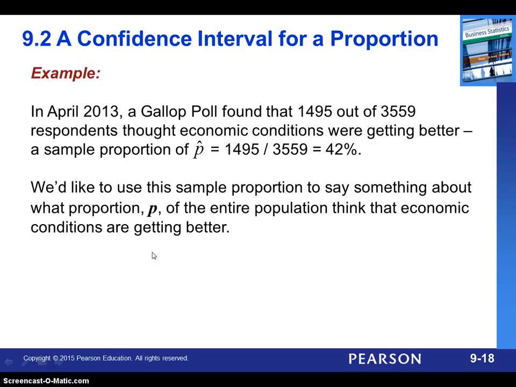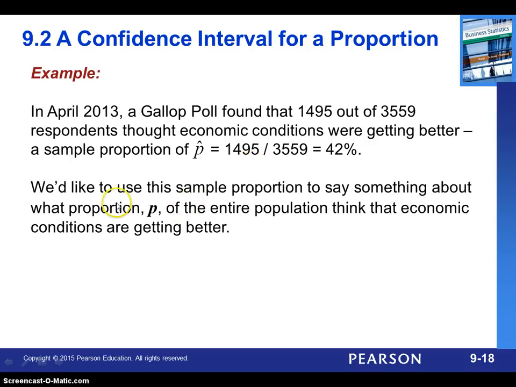In April of 2013, a Gallup poll found that 1495 out of 3559 respondents thought economic conditions were getting better. The sample proportion p hat is how many people thought it was getting better versus how many people they talked to: 42%. So p hat is 42%, q would be 58%, the opposite, or 100% minus that. So 42% thought it was getting better, 58% did not think so.